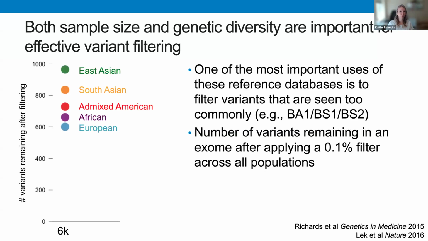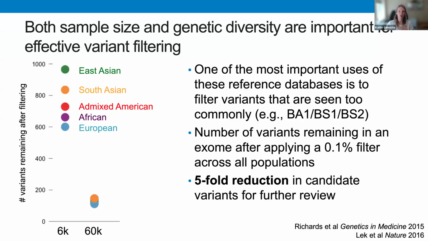So for example, when we took individuals of a variety of genetic ancestry backgrounds and filtered them to 0.1% based on a 6,000 individual cohort, this is actually the NHLBI's Exome Sequencing Project cohort, what we found is that there were 600 to 1,000 remaining variants to filter through. And of course, as you jump up the sample size, this is using the 60,000 individuals in the Exome Aggregation Consortium project, we saw a 5-fold reduction. So that's a 10x jump for a 5-fold reduction.